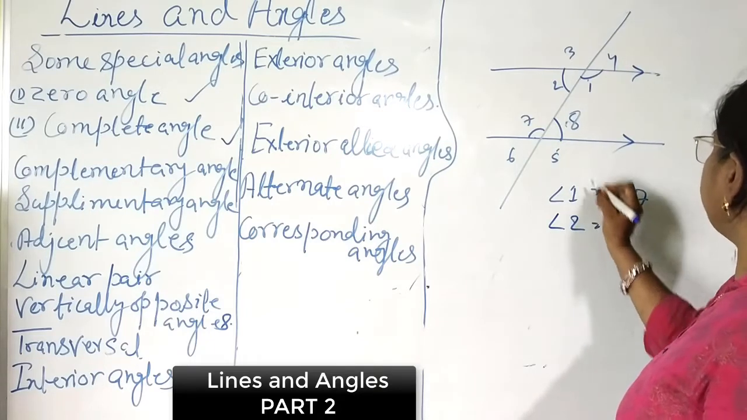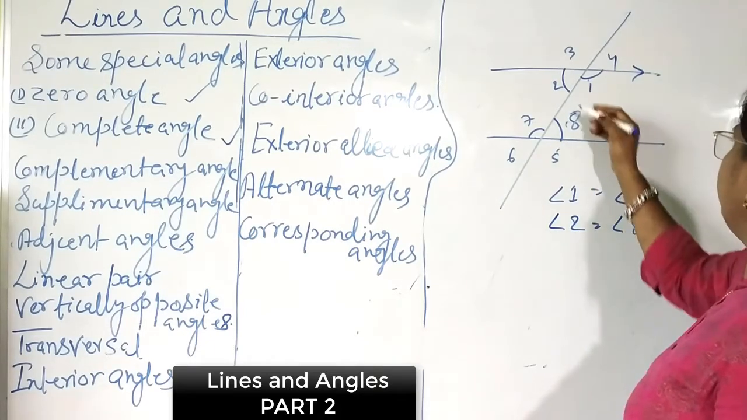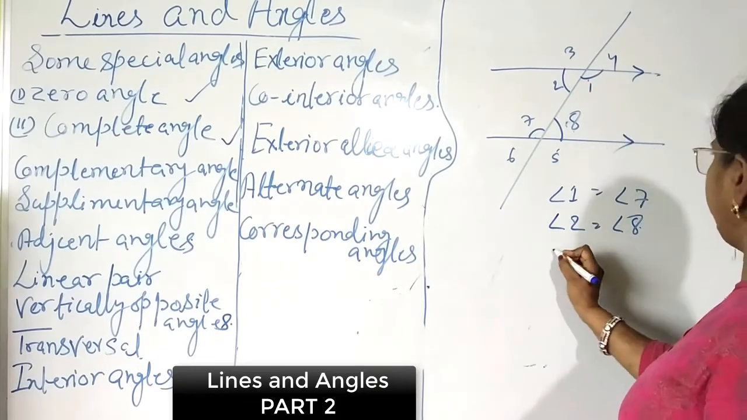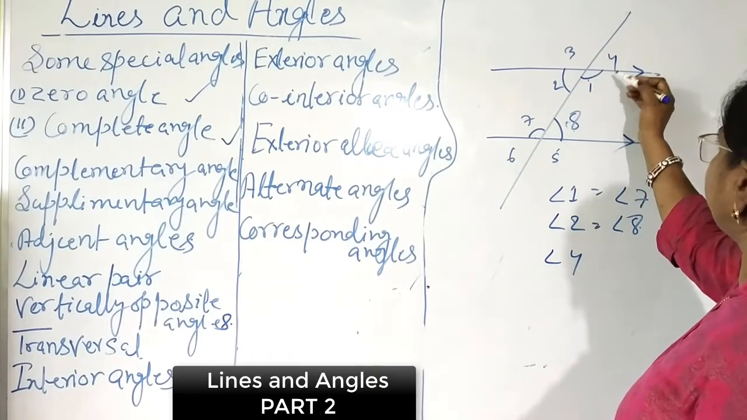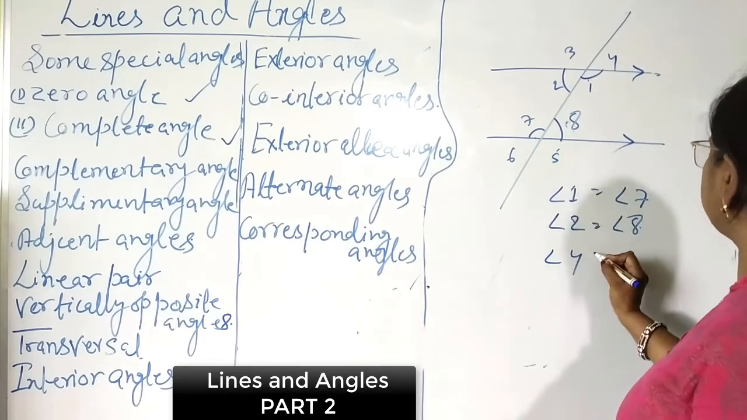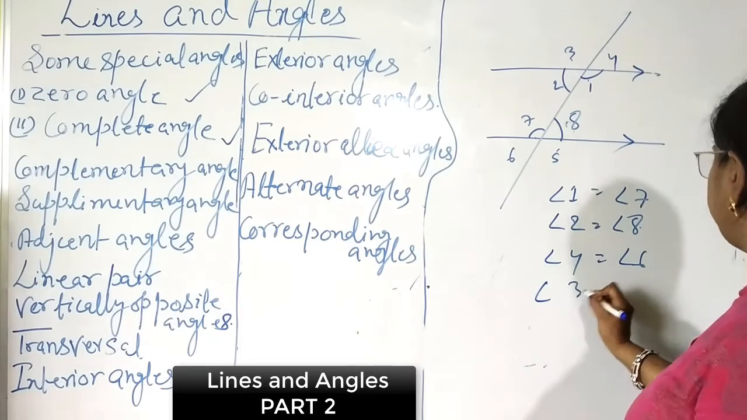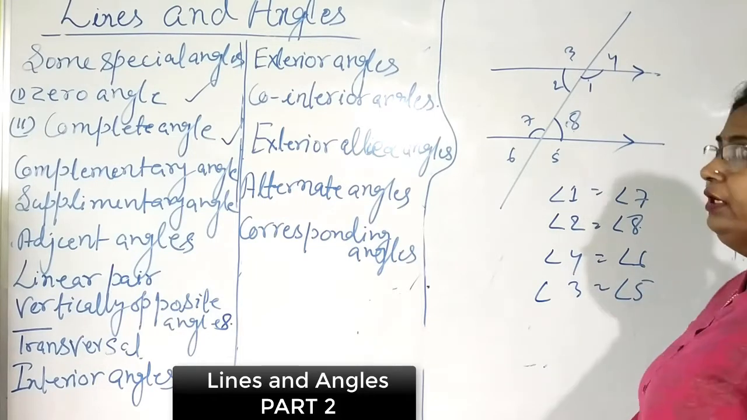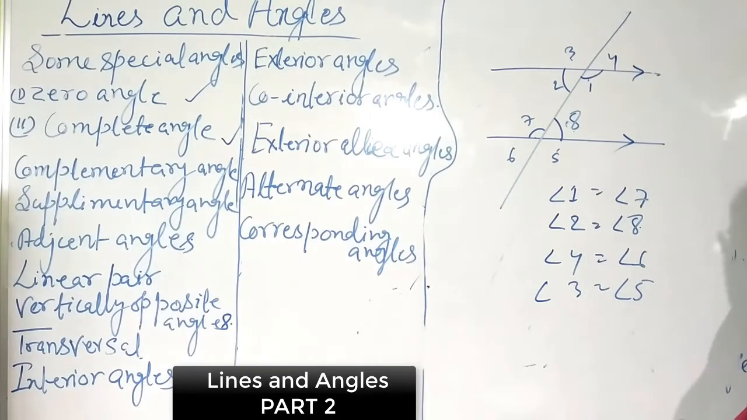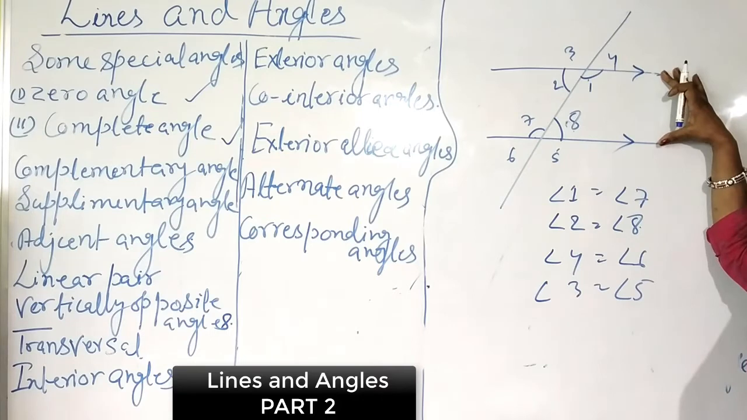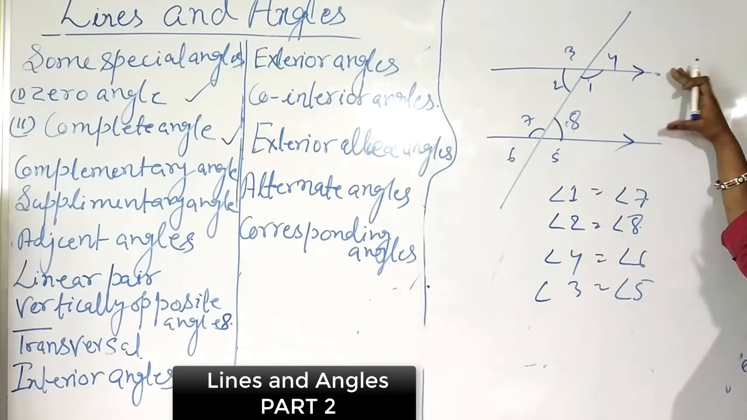Angle 2 is equal to angle 8. Alternate interior angles are equal. That's why for alternate exterior angles, angle 4 is equal to angle 6, and angle 3 is equal to angle 5. But there should be the condition that the two lines are parallel to each other. Then alternate interior angles are equal, and alternate exterior angles are equal.